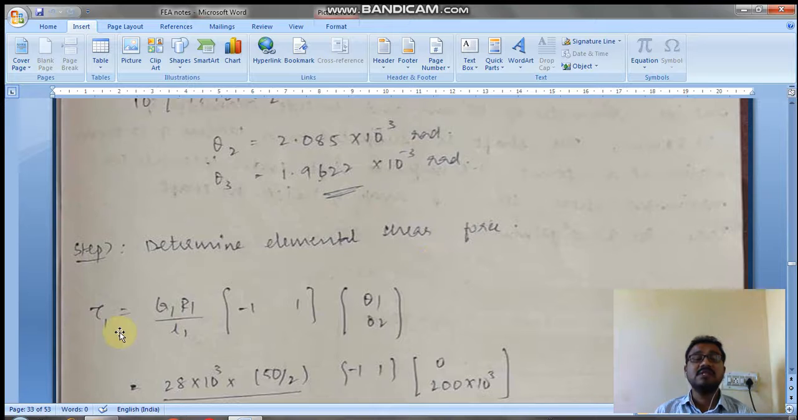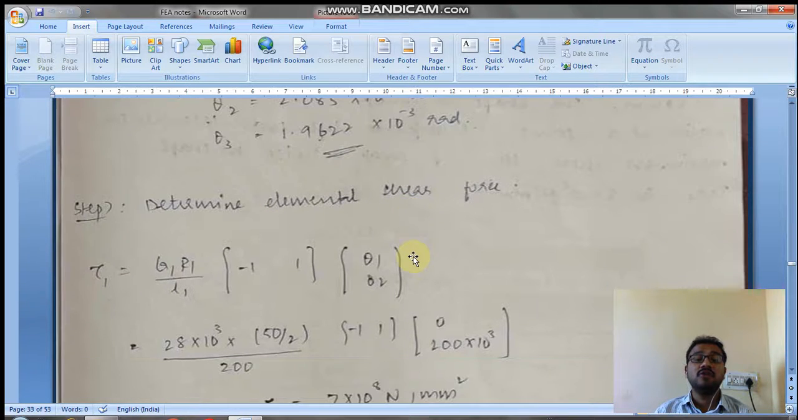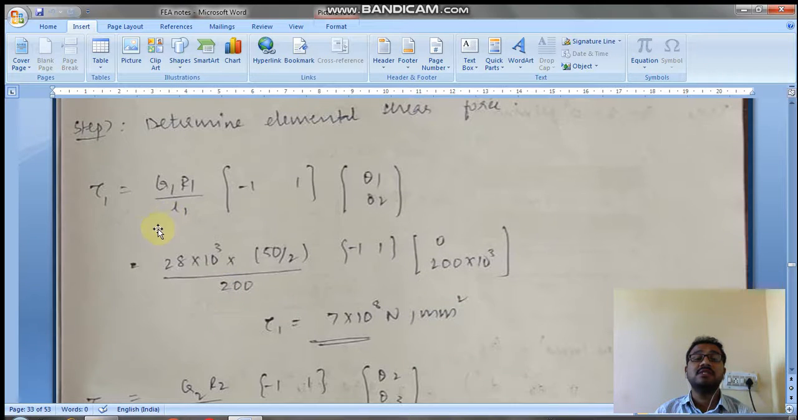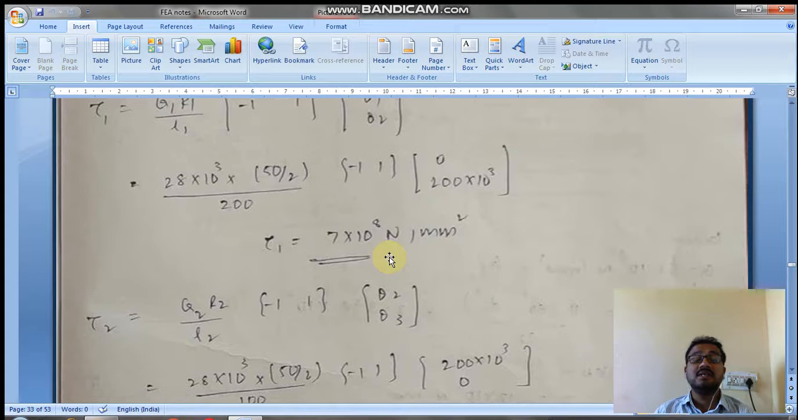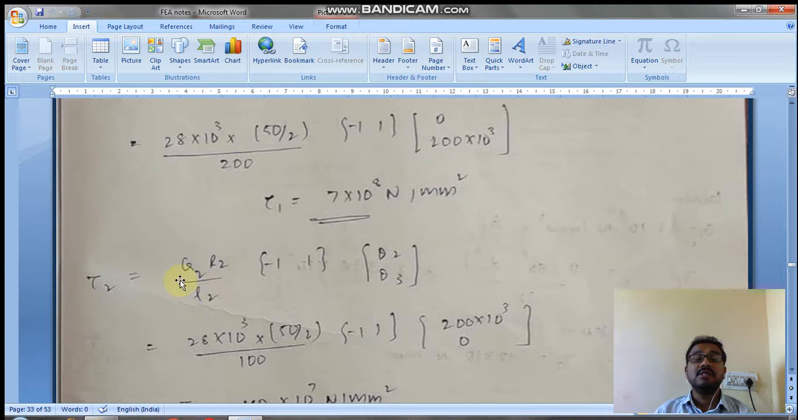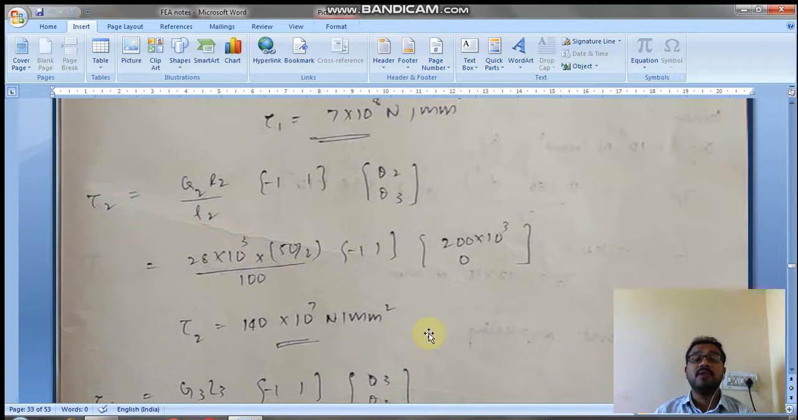It means that since the torque value was substituted as positive, the rotation will also be positive in direction. The next step is determining the element shear stress. The formula is rigidity modulus into radius divided by length. For element 1, it is tau 1 equal to G1 R1 by L1. R1 is nothing but the radius of the first element part, which is 50 by 2, which is 25. After substituting, since theta 1 is 0 and we know theta 2, tau 1 will be 7 into 10 power 8 Newton per mm square. Similarly for tau 2, it is G2 R2 by L2. Since R remains the same, 50 by 2 is 25, I will be getting the same thing. Theta 3 is 0. After the simplification, I will be getting this.